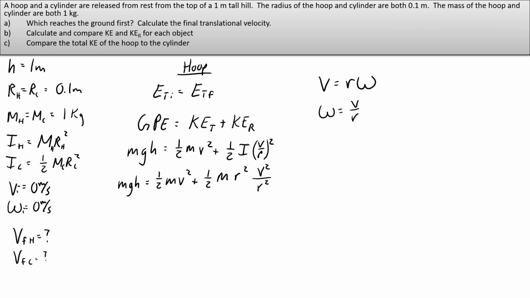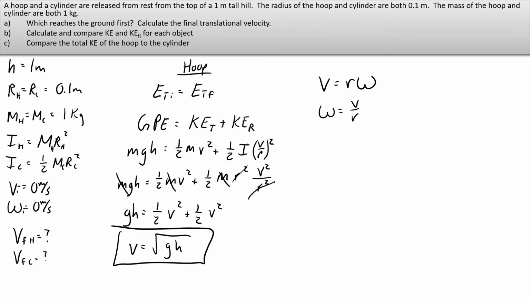And now we're looking pretty happy. Do you see where we're going to go with this? The R squared cancels out with this R squared. And divide everything by m. The m's cancel out. Whoa, that's nice. So gh is equal to 1/2 v squared plus 1/2 v squared. What? Yeah, take a look. So 1/2 v squared plus 1/2 v squared is just v squared. Take the square root: v is equal to the square root of gh. The final velocity is the square root of gh.